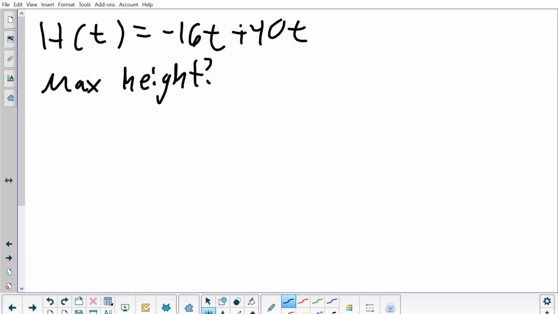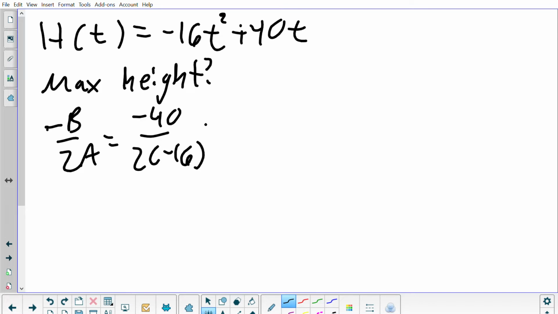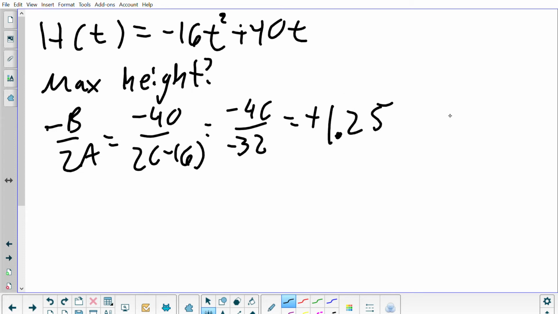What's the max height? So we first start with our axis of symmetry, which is -b over 2a, which is -40 over 2 times -16, okay, which is -40 over 32, and then the two negatives would turn into a positive, and I'm going to convert this into a fraction by just doing 40 divided by 32, and I get 1.25. So this is how many seconds it takes for it to get to its max height.